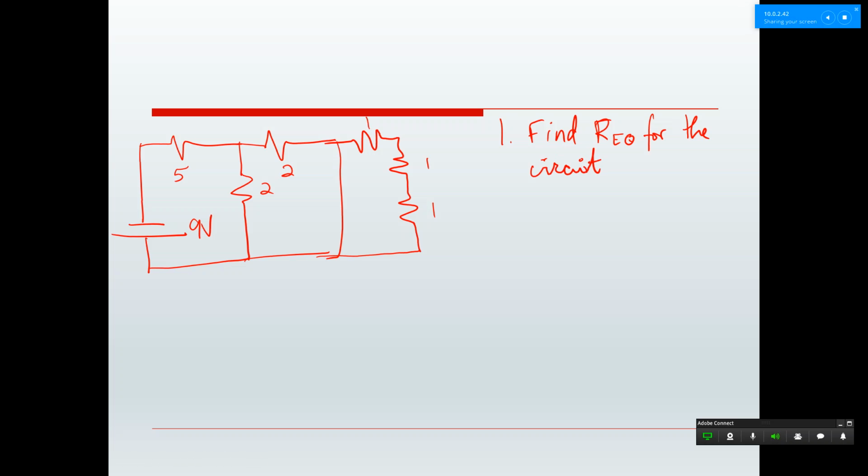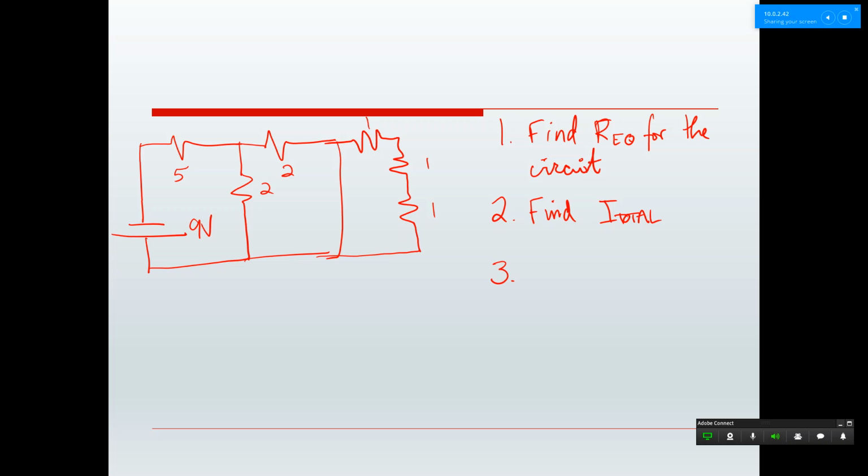Okay. Finding REQ allows you to find what? Why did you find REQ? Yep. Find the total current. It's not A, it's I, but the unit is A. So to find total current, okay.